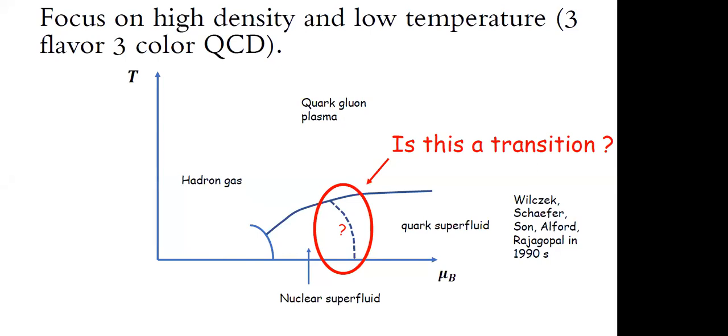And if you are at very low temperature, then both sides are going to be superfluid. You are going to get a nuclear superfluid at lower densities and a quark superfluid at higher densities. This line is the boundary below which you have superfluidity. If you go above this line, you don't have superfluidity. So what I want to understand is, as you go from nuclear superfluid to quark superfluid, is there a phase transition separating the two sides?